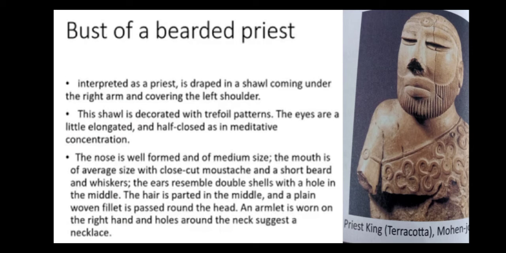Next, another, it is a bust of the bearded priest. It is interpreted as a priest and is draped in a shawl coming under the right arm and covering the left shoulder. The nose is well formed and of medium size. The mouth is average size with a close-cut mustache, short beard and whiskers. The hair is parted in the middle and a plain woven fillet is passed around the head. An armlet is worn on the right arm, and holes around the neck suggest that he wore a necklace.